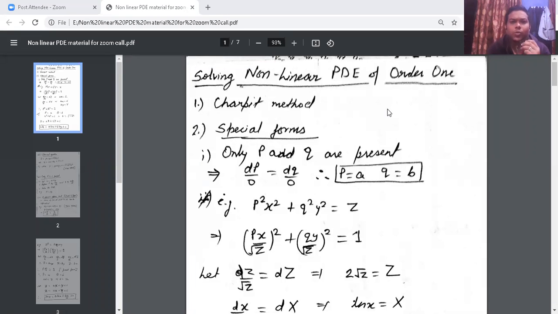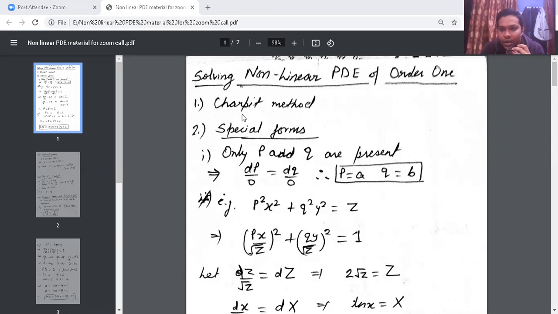Okay, so hi. Today we will discuss non-linear PDE of order 1. Linear PDE can be solved using Lagrange's method. For non-linear PDE, the basic method is the Charpit method. You all have practiced that very well. There are four special cases of the Charpit method that I'm going to discuss here.